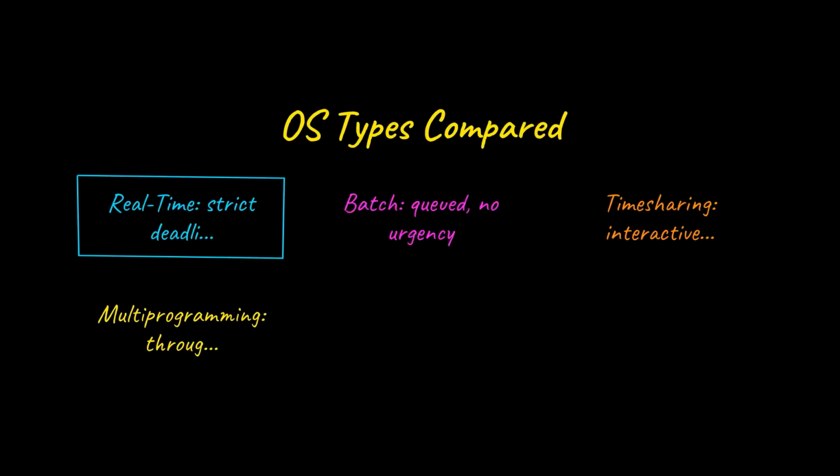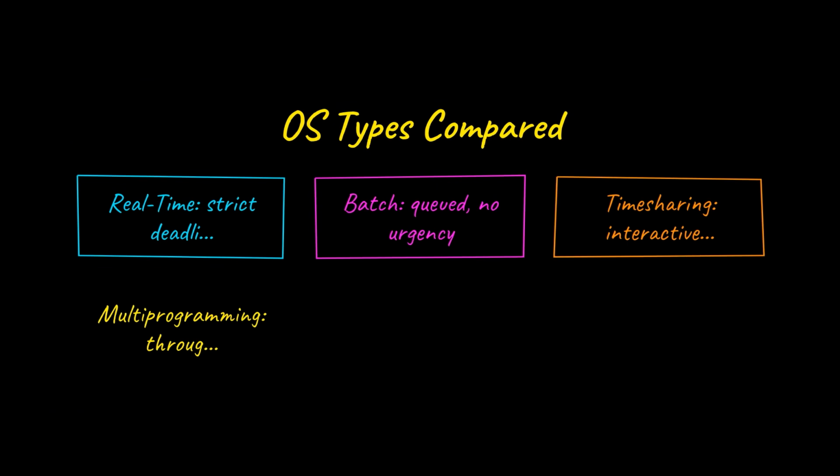Batch systems run long jobs with no urgency. Time sharing keeps interactive users responsive, but makes no hard guarantees. Multi-programming raises throughput without bounding response time. Only a real-time OS guarantees worst-case deadlines.